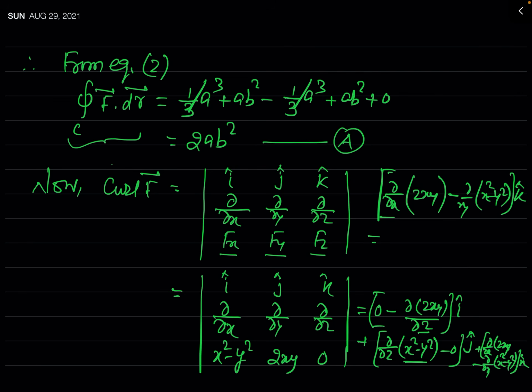Now the derivative of 2xy with respect to x will be simply 2y, minus, and again here I am differentiating with respect to y, so the derivative of x square will be 0, and that of y square will be 2y. So this will be minus minus plus, that is plus 2y k, plus 2y k, and so this is simply 4y k. So in this way you can see we have evaluated the value of curl of f, which is equal to 4y k.